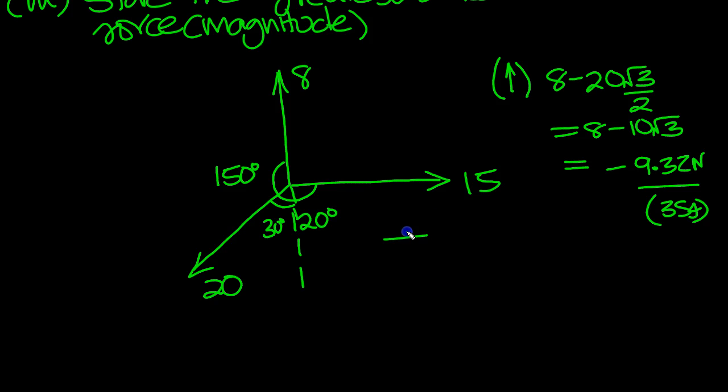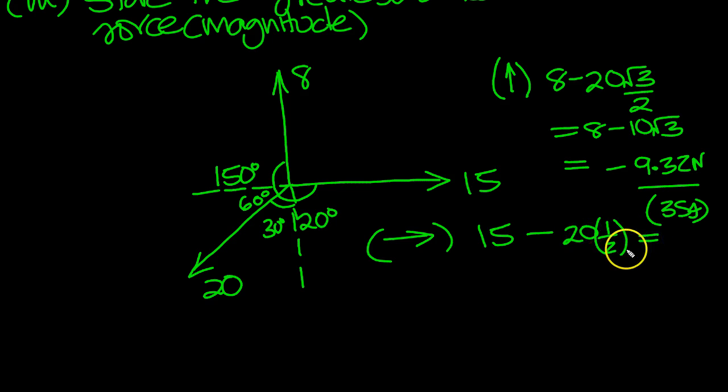Now along the 15 newton direction, we've got 15 minus the 20 component of this angle here. This is 60, isn't it? So 20 cos 60 is the same as sine 30, which is a half. 15 minus 20 times a half is 10. 15 minus 10 is 5 newtons.